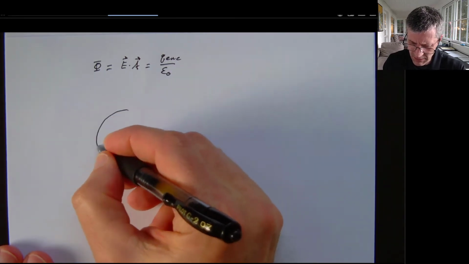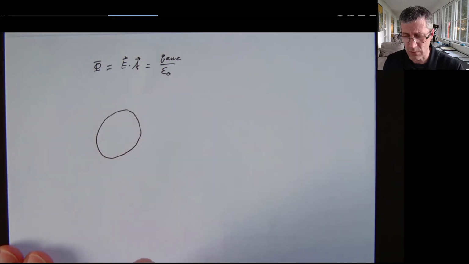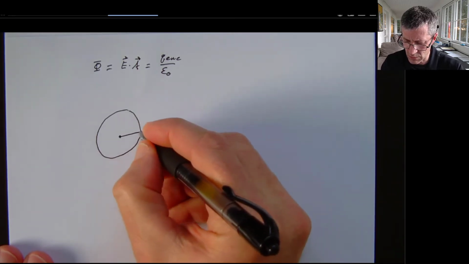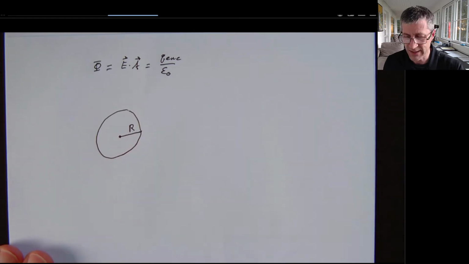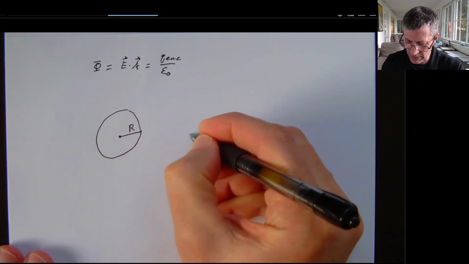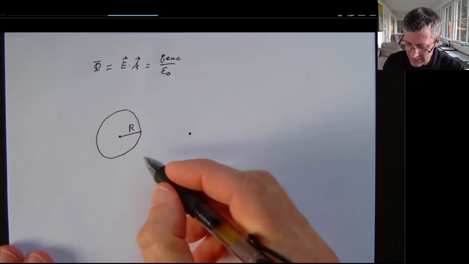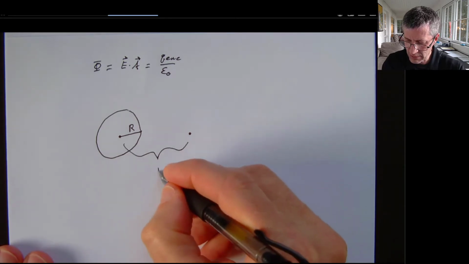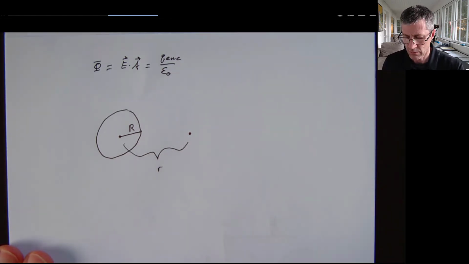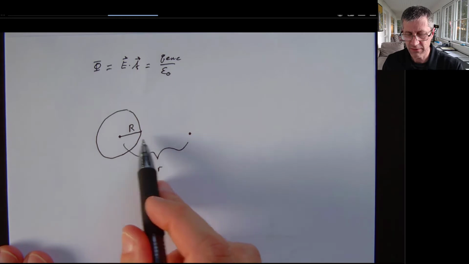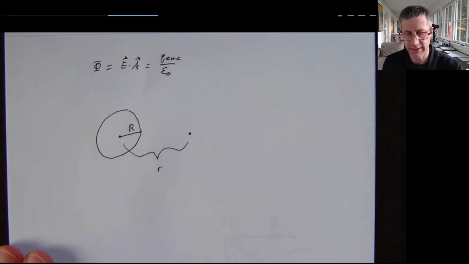So let's take a sphere. It's going to have some charge. Let's look outside the sphere first. As always, I'm going to give this some radius that's not changing. I'm interested in some point out here, and the distance to it I'm going to call lowercase r. My lowercase r, I can change. I want to find a value for the electric field at that r.